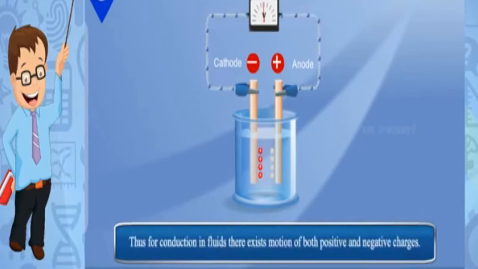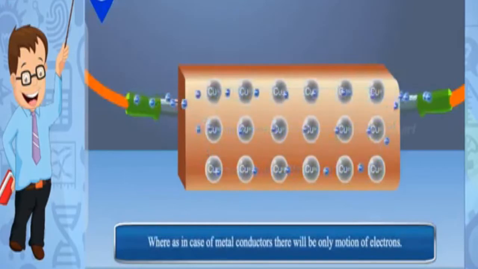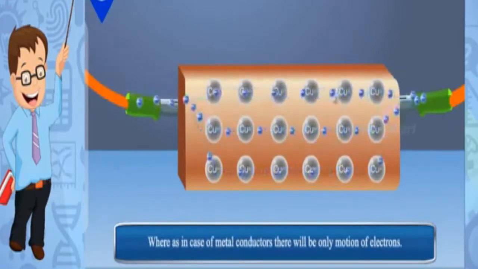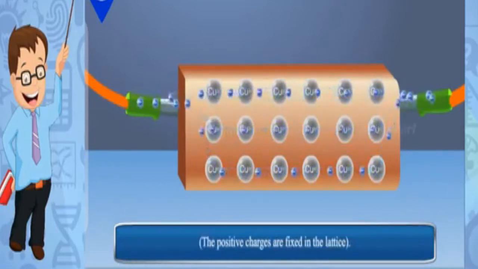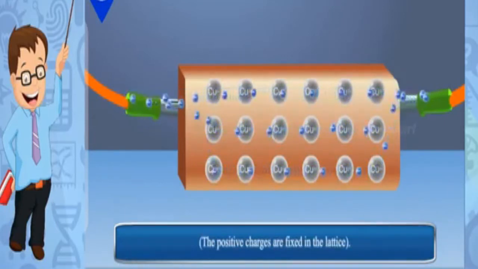Thus, for conduction in fluids, there exists motion of both positive and negative charges, whereas in case of metal conductors, there will be only motion of electrons. The positive charges are fixed in the lattice.